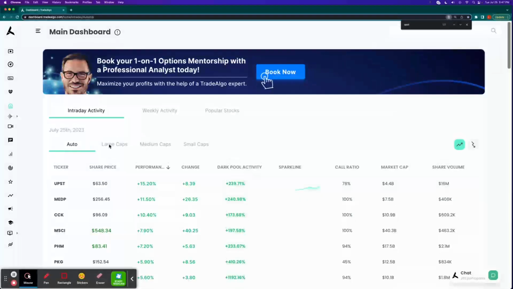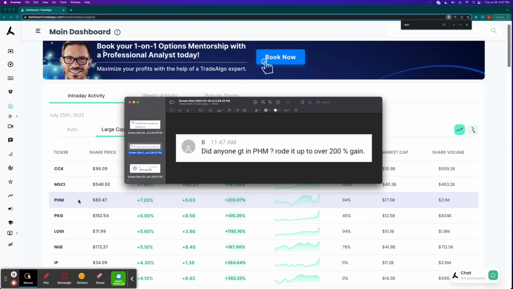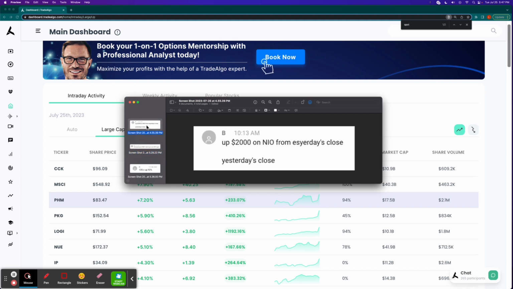And like I said, we could go through many, many more opportunities, but we don't necessarily have time to look at all of them. Like, for example, congrats to this user who was hopping in on PHM from the main dashboard and making a 200% return, and all of the other success stories that we had from today as well.